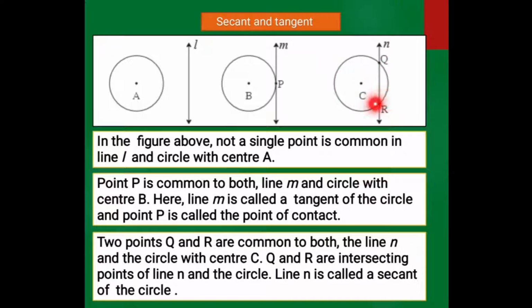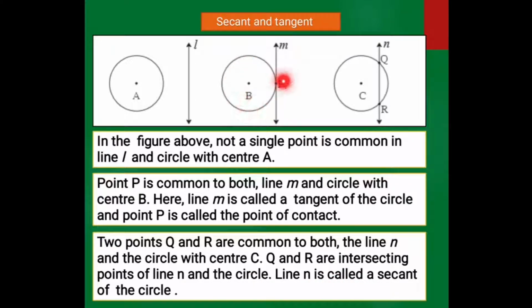Now see this last figure. In the last figure we consider a circle with center at C and line N. This line N intersects this circle at 2 points, at point Q and at point R. Therefore this line N is called a secant of this circle. So see here 2 points Q and R are common to both the line N and the circle with center C. Q and R are intersecting points of line N and the circle. Line N is called a secant of the circle.